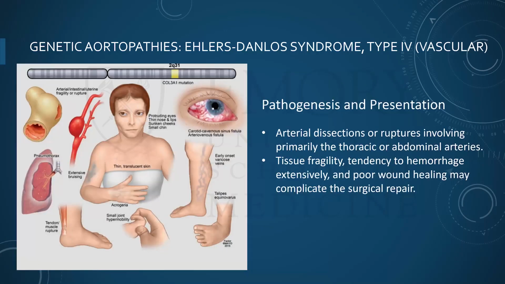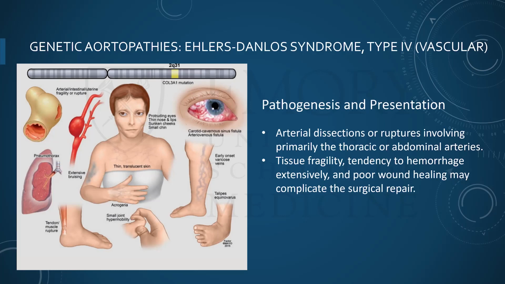The presentation when it comes to the aorta largely is going to be arterial dissections or ruptures involving the thoracic and abdominal aorta. And this phenotype of Ehlers-Danlos as compared to Marfan's has much more tissue friability, which tends to cause extensive hemorrhage and poor wound healing. This is something you're going to have to think about if you send this patient to the OR, because these patients are theoretically more likely to have surgical complications.